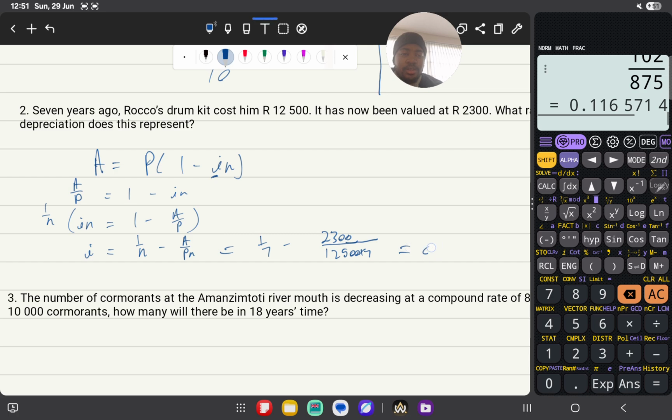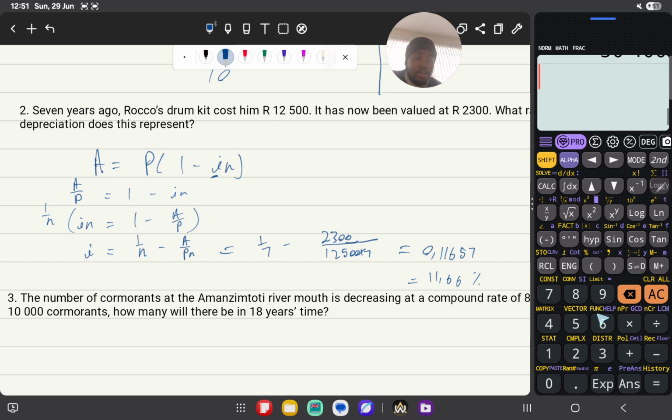So the value we are getting is 0.11657, which is 11.66%. Cool. Now I'm going to take the value and see how much we're getting: 7 times 0.1166.